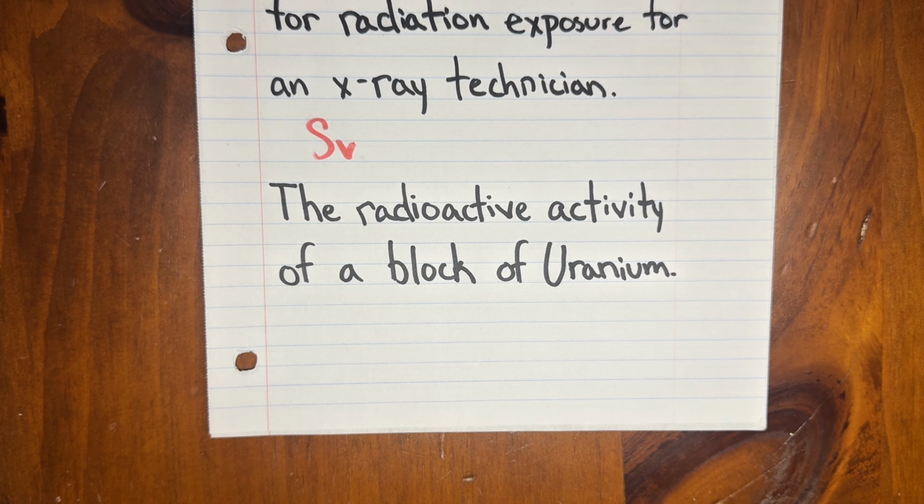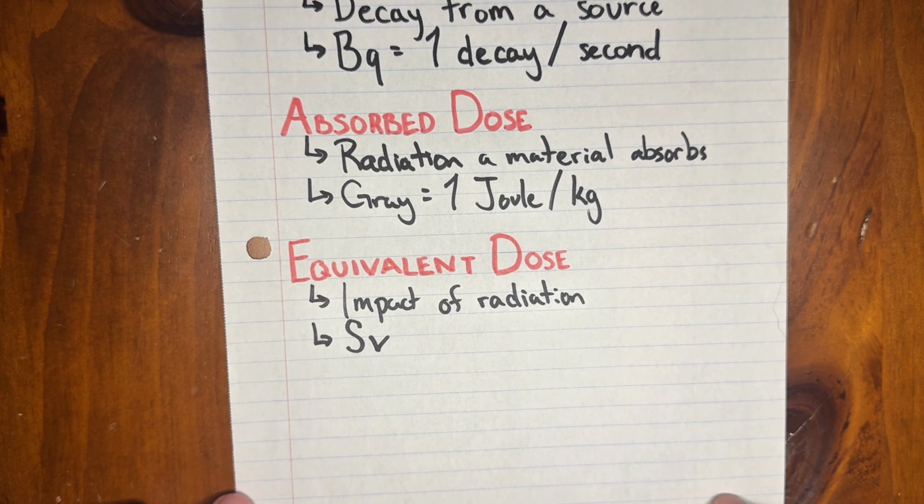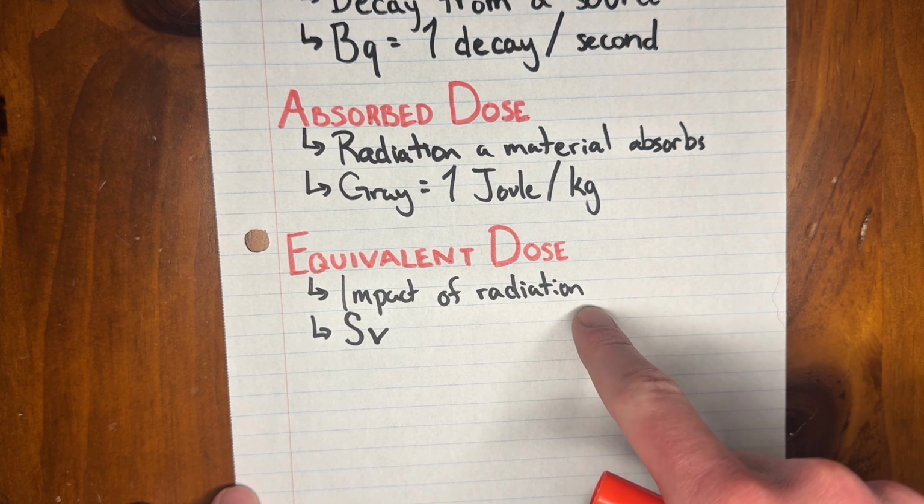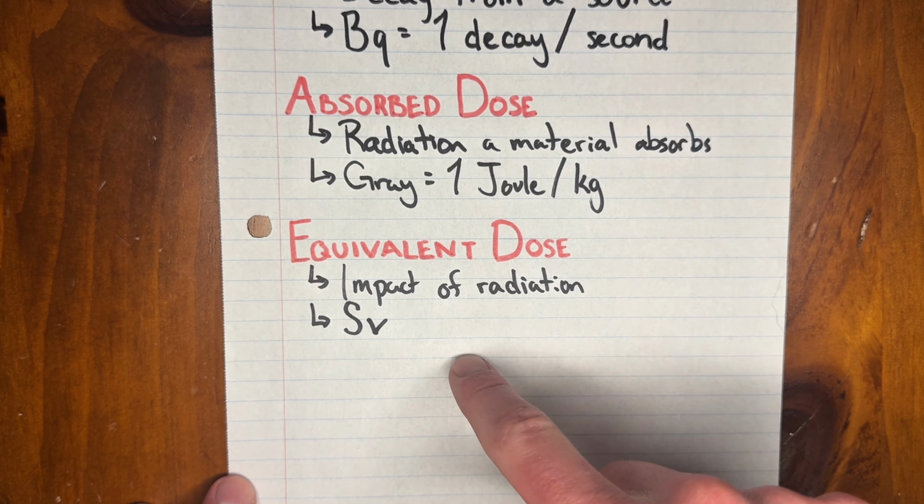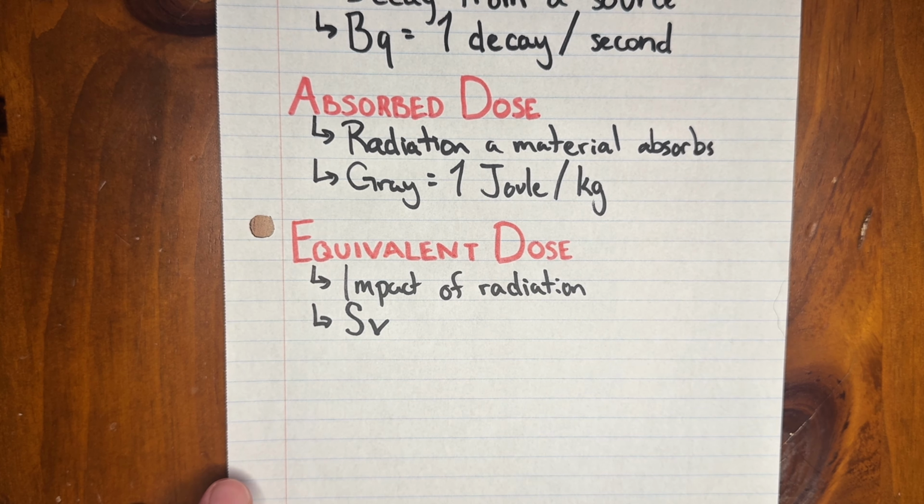So let's do a quick recap. Activity is describing decay from a source, and we use the becquerel to describe this. Absorbed dose describes the radiation a material absorbs, and that's measured in grays. And the equivalent dose is describing the impact the radiation has on an individual, and that is measured in sieverts.